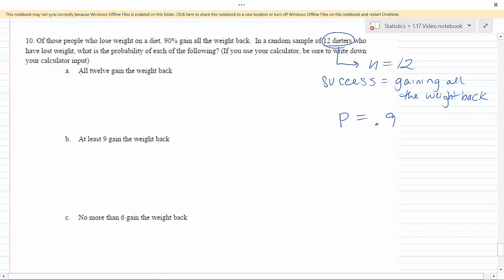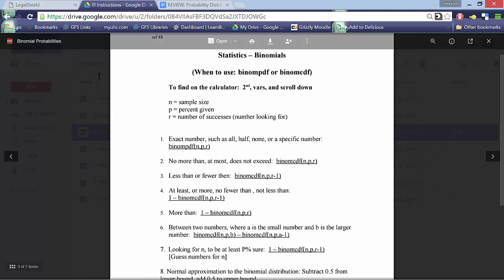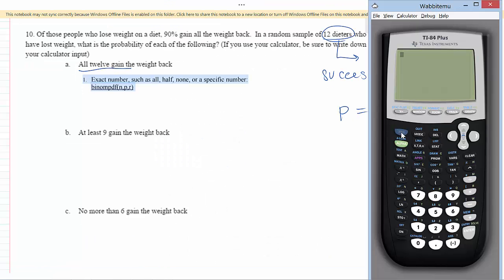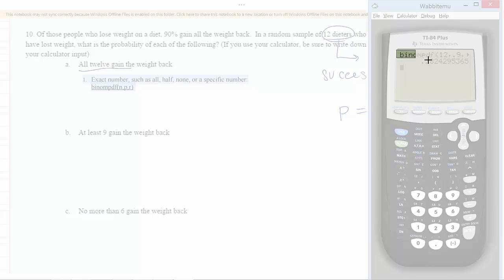In looking at A, we're looking for the probability that all 12 gain the weight back. So I'm going to go to my sheet and I'm going to say this is an exact number, all 12. So I'm going to use binom PDF on my calculator. So to get to binom PDF, I do second vars, alpha A, and I can see up here it matches. I wanted PDF and it says PDF up there. We have 12 trials, a probability of success of 90%, and we're looking to see if all 12 gain that weight back. What's that probability? And I get about 28.2%.